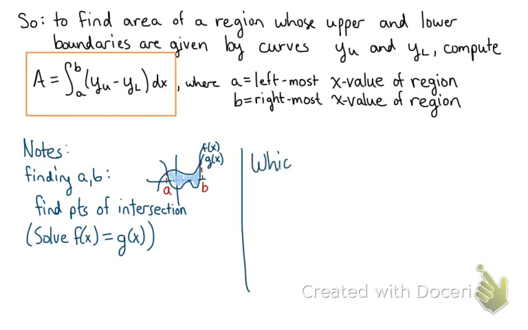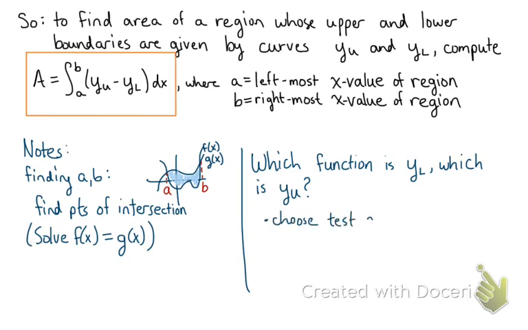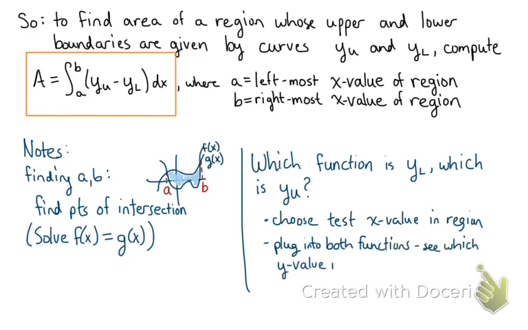Also, if you don't have a graph, you might not know which function is the one below and which one is the one above, the lower and upper functions. So once you know your a and b, once you know the interval, you want to choose an x value in that interval, in that region, and then you can just stick it into both functions and see which y value is higher, and that's the upper one.